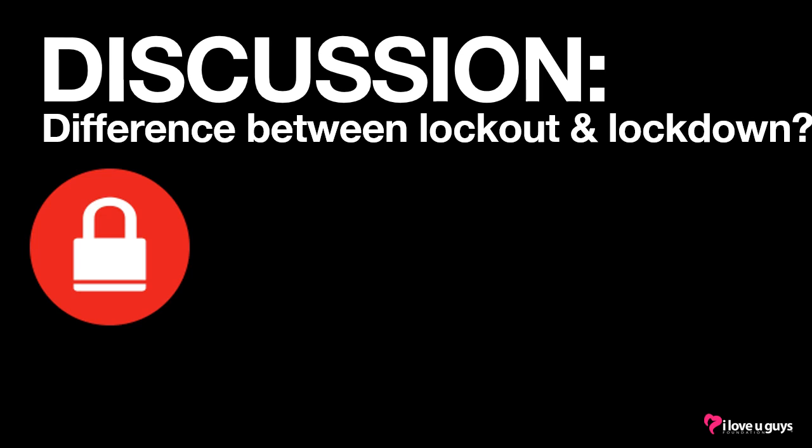What's the difference between lockout and lockdown? Lockout is when the threat is outside of the building. Lockdown is when there is a threat inside the building. After securing the perimeter, lockout is business as usual. Lockdown is locks, lights and out of sight.